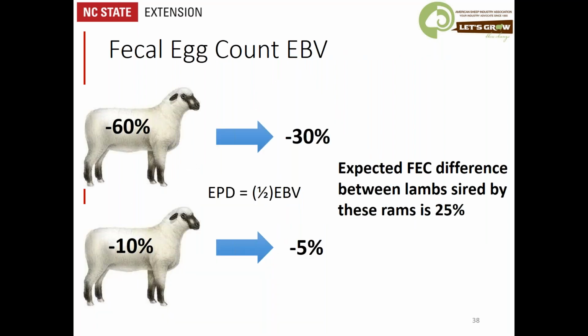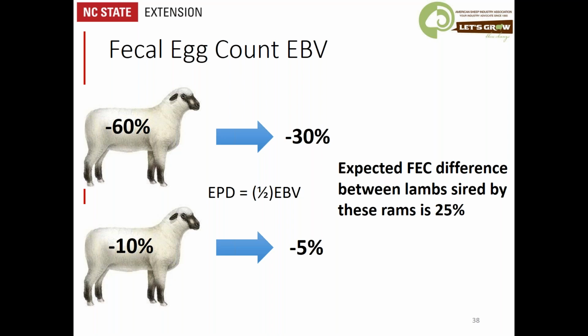Quick example of that, we have two rams here. The ram on the top has a negative 60% fecal egg count breeding value. The ram on the bottom has a negative 10% fecal egg count breeding value. An individual only passes half of their genetic merit to their offspring. And so we go from an EBV, an estimated breeding value, to an expected progeny difference. We simply divide by 2. So the ram on the top, the progeny difference would be negative 30%. The ram on the bottom, the progeny difference would be negative 5%. The difference between those two is 25%.